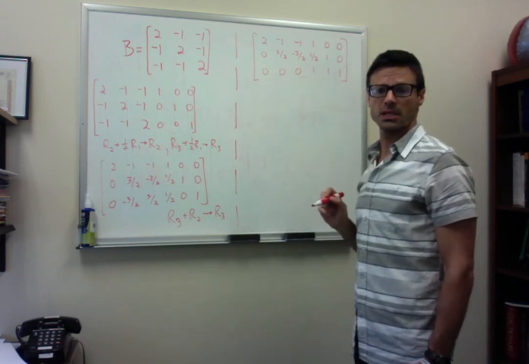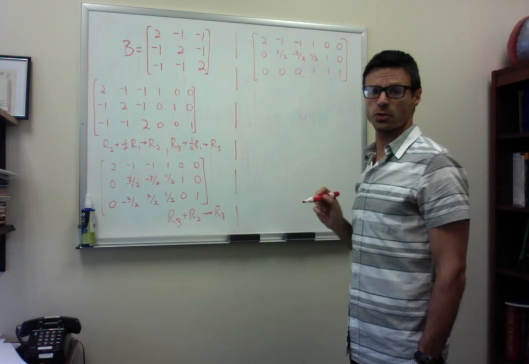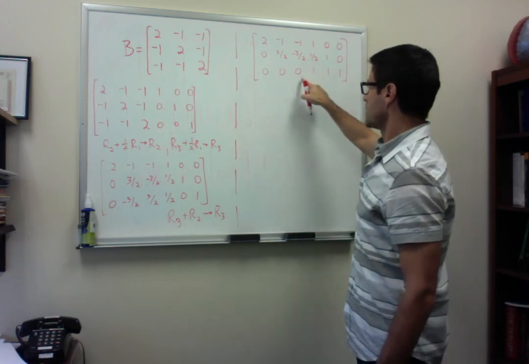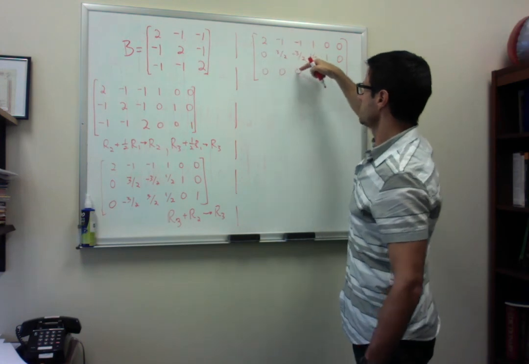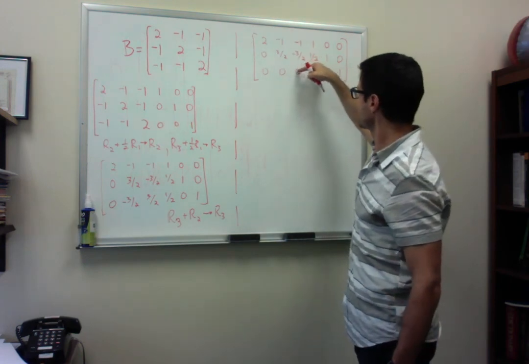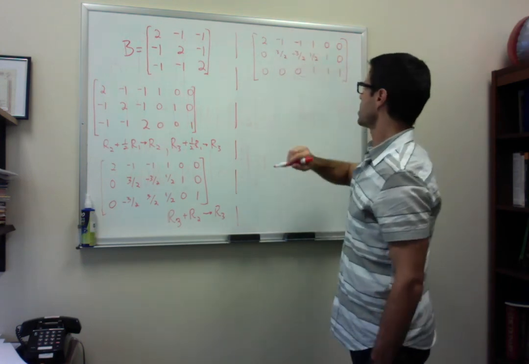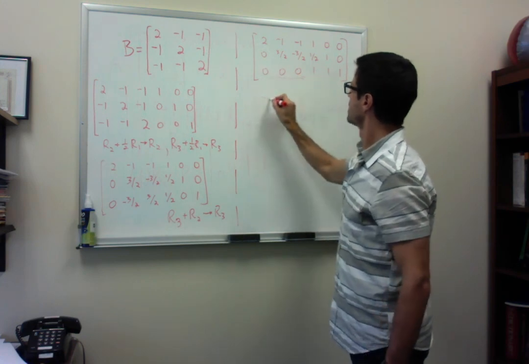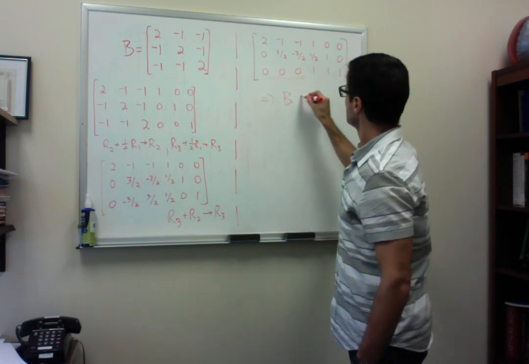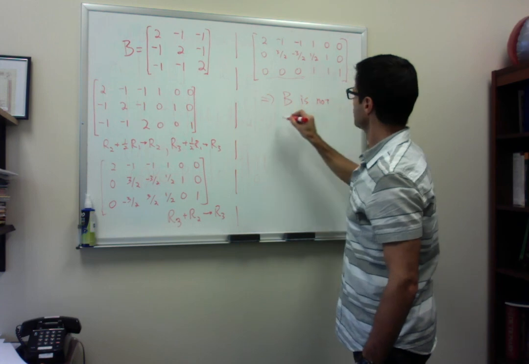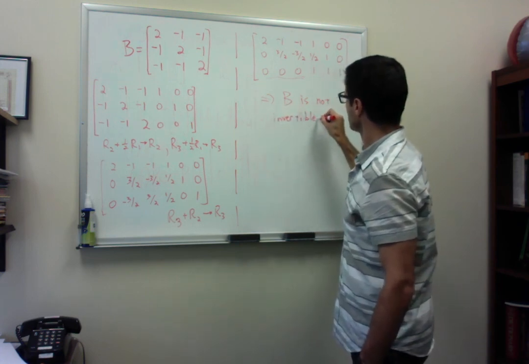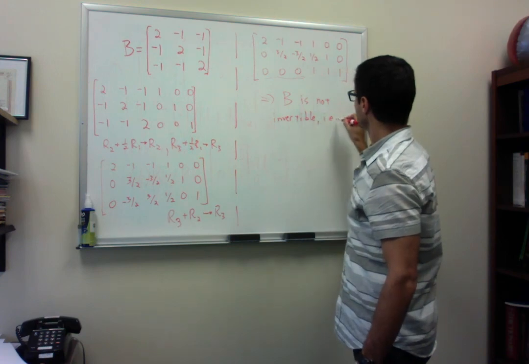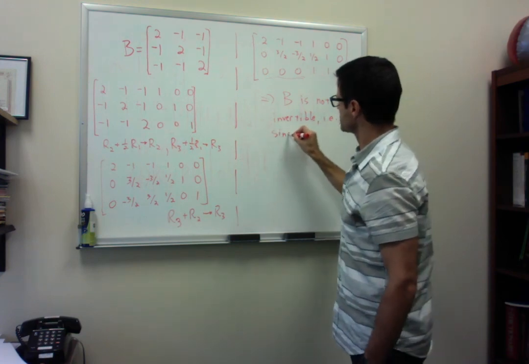All right, and that means that this matrix is not invertible. We'd like to have 3 non-zero entries along this diagonal. We do not. This 0 here, and all 3 of these zeros here mean that B is not invertible. And as I mentioned previously, another term we use is that B is singular.